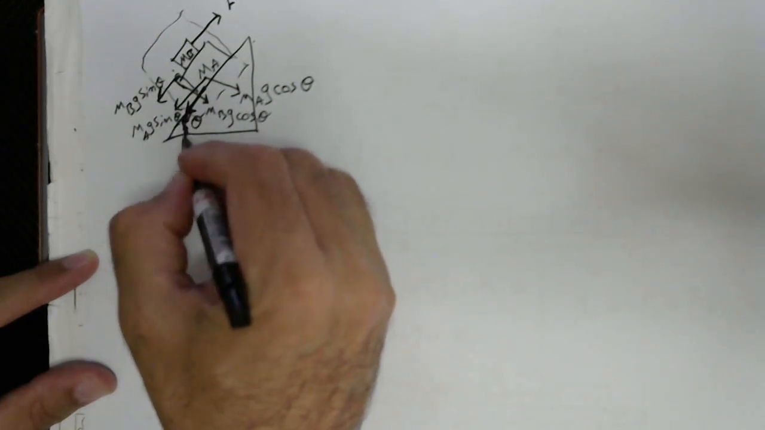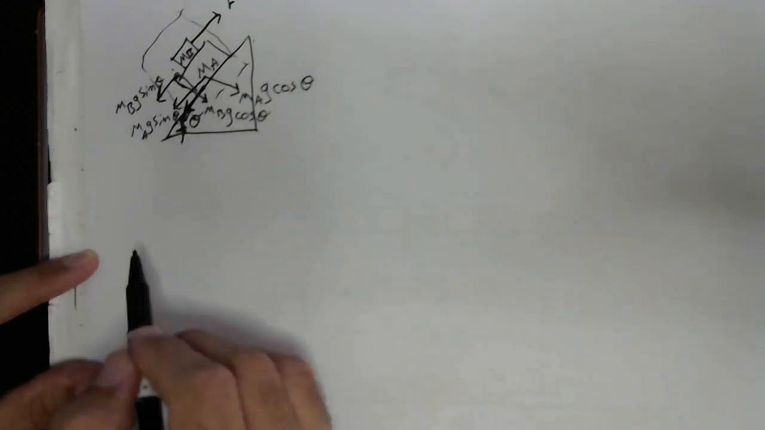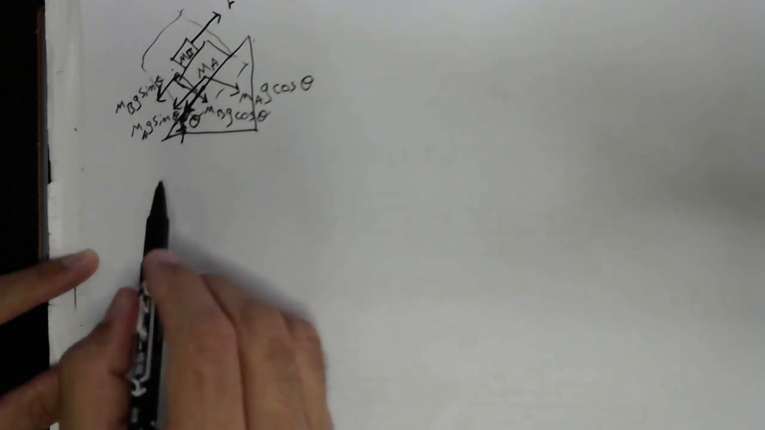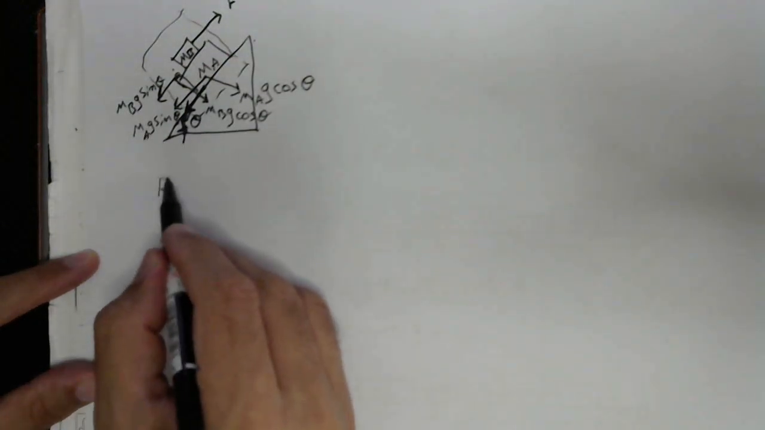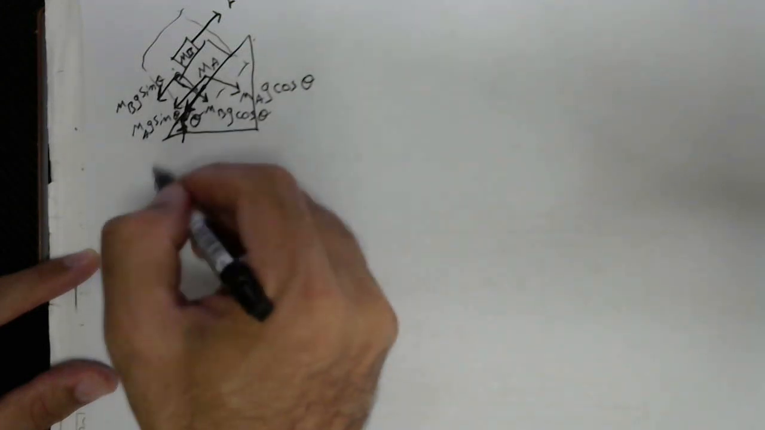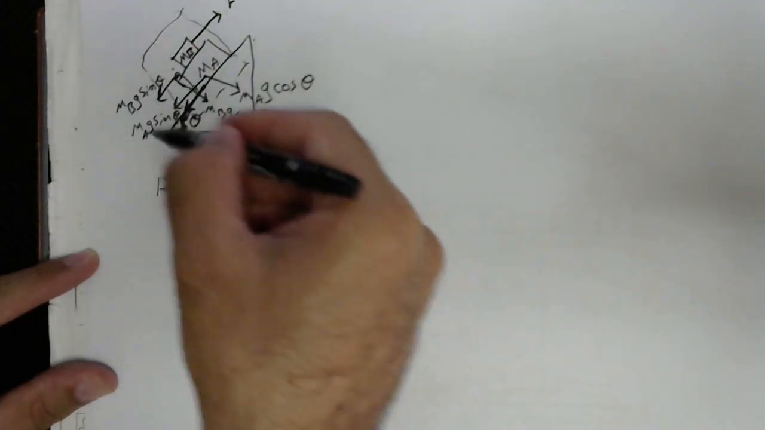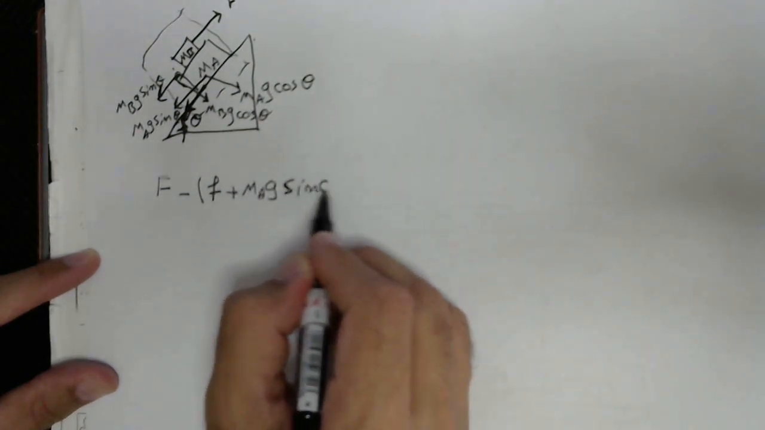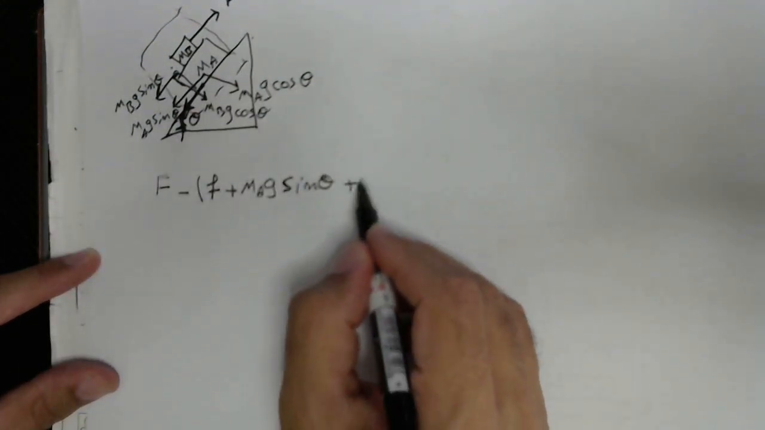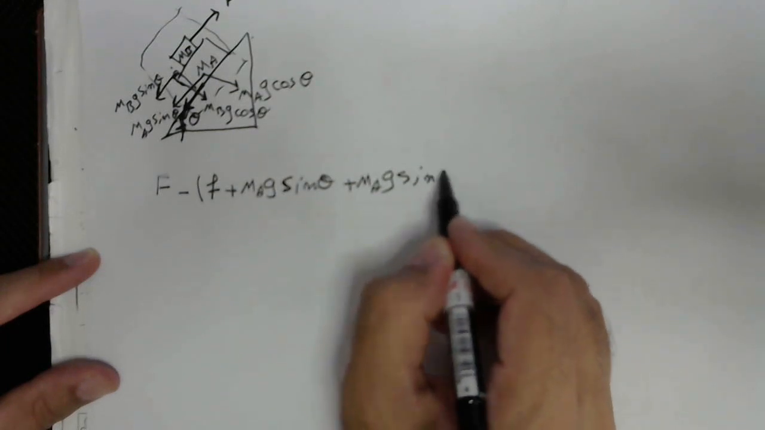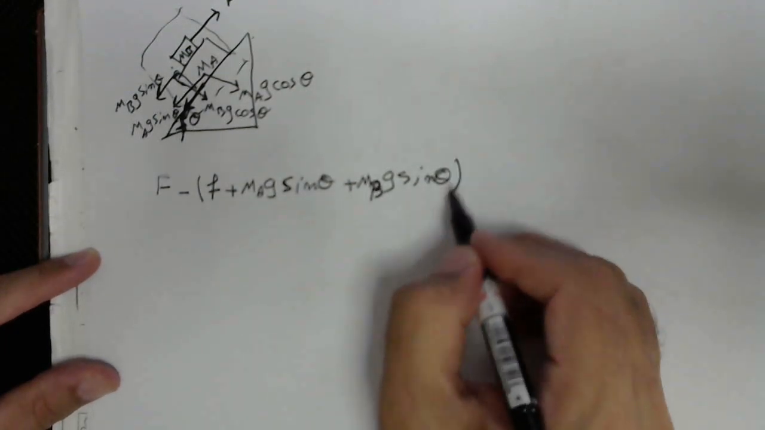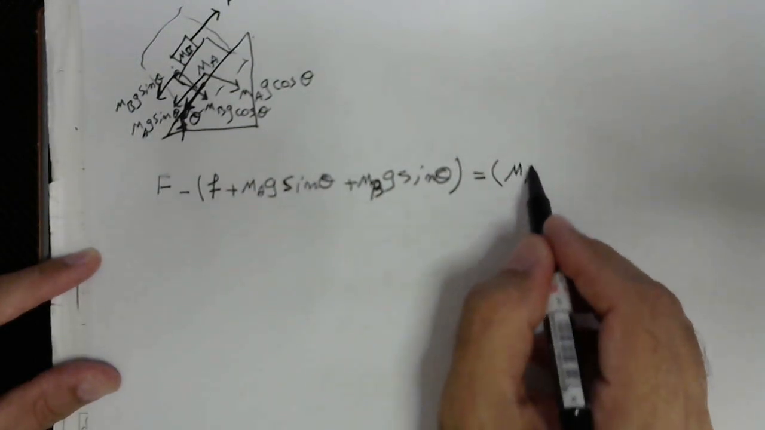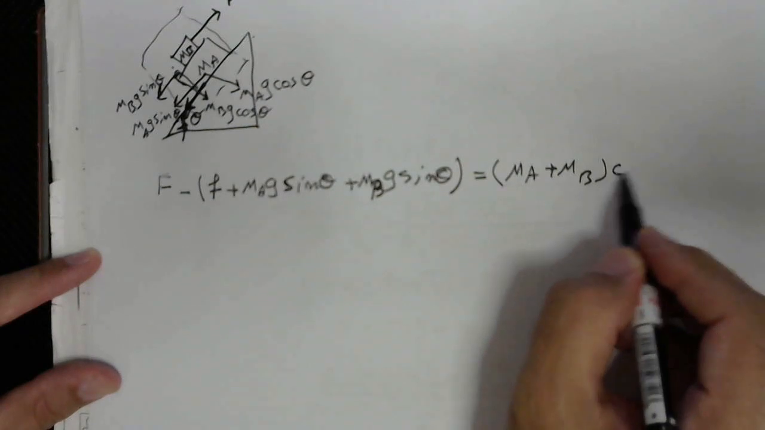Here is the frictional force. So I hope we can see it, but in this case F is the driving force, and this f is the resistive force, which is opposite, but also the part of the mass opposing the motion, which is MAg sine theta for the mass of A plus MBg sine theta, the mass of the other one, equal to (MA plus MB) A.